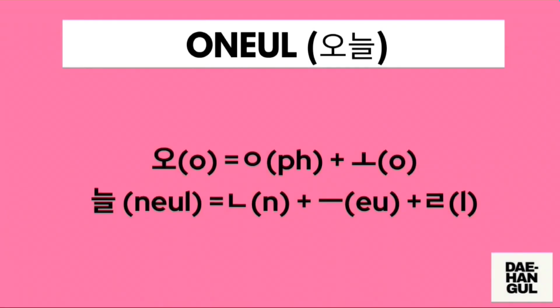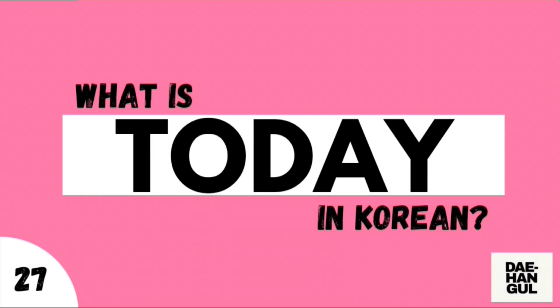How do we write 오늘 in Hangul? Let's start with the first syllable o. First, we need to draw a no sound or a placeholder ieung followed by the o character. And then for the second syllable nul, we need to draw first a nieun character followed by the u character followed by the rieul character. And then we just have to combine the Hangul for each of these two syllables to form the Hangul of the word 오늘. And with that, you already know what is today in Korean.